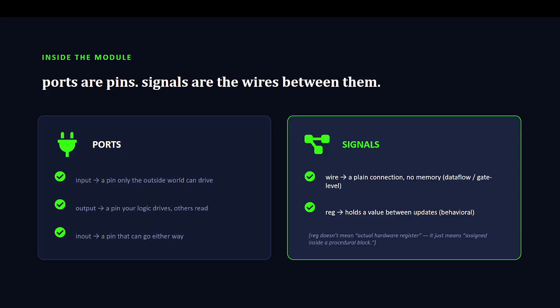And here is a gotcha that trips up literally everyone in this course at some point. Reg does not mean this becomes an actual hardware register after synthesis. It just means this signal is assigned inside a procedural block, an always block. Whether it becomes a real flip-flop or just plain combinational logic depends entirely on how you write that always block, which is a whole conversation for a future unit. For now, just remember reg is a syntax category, not a hardware promise.